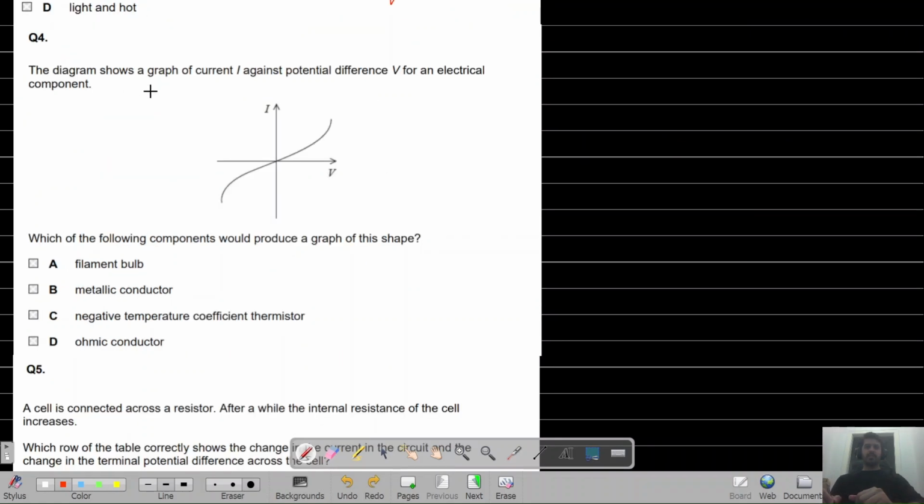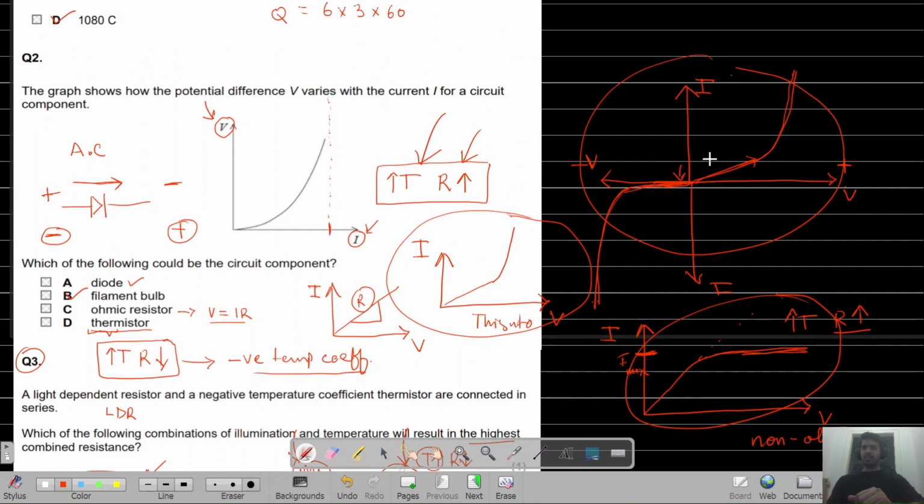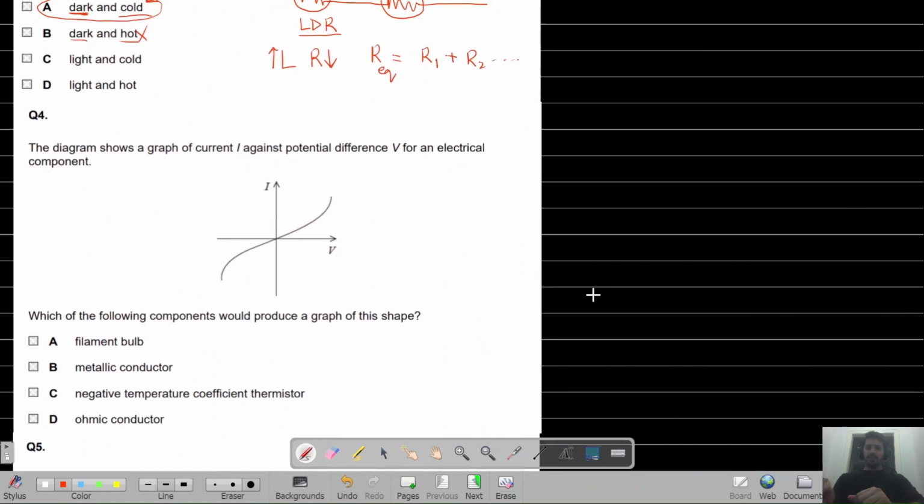Question 4 says the diagram shows a graph of current I against potential difference V for an electrical component. Which of the following components would produce a graph of this shape? You have to be very careful. At first look, this graph looks like this one, and this is the graph for a diode. But if you look closely, the current in the opposite direction increases without being zero for the first few values of the voltage. So this is not a diode, okay? As you can see, if you apply the negative voltage, the current suddenly starts increasing. So this cannot be a diode.